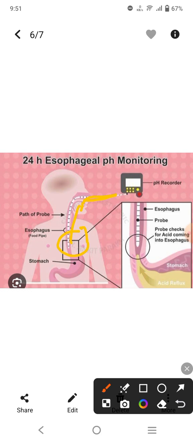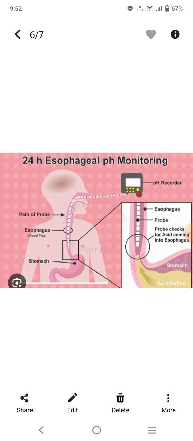It is ambulatory 24-hour pH monitoring. After 24 hours, the patient comes to you and you check the pH on this pH recorder, mainly the pH of the lower esophagus. The lower esophagus is not acidic, it should not be acidic at all in normal patients. But in the patient suffering from GERD, I'm sorry, not pressure, the pH in the lower esophagus will also be lowered.